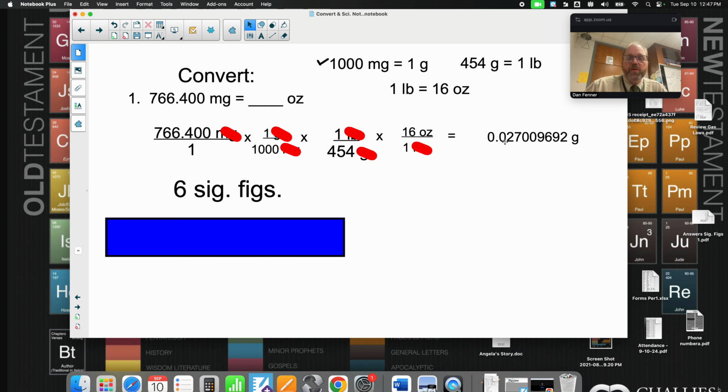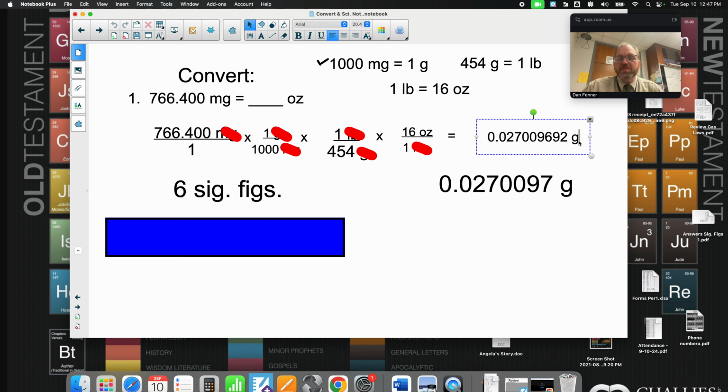So I come over here, 1, 2, 3, 4, 5, 6. I look to the number to the right of that 6, that's a 9. So 5 or greater, we round up. So we get 0.0270097, and it should be ounces, not grams. Same thing down here. All right, and then that would be my answer.